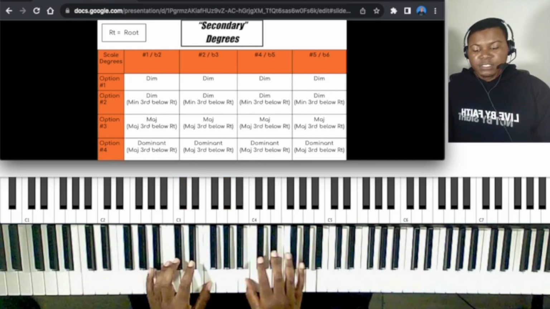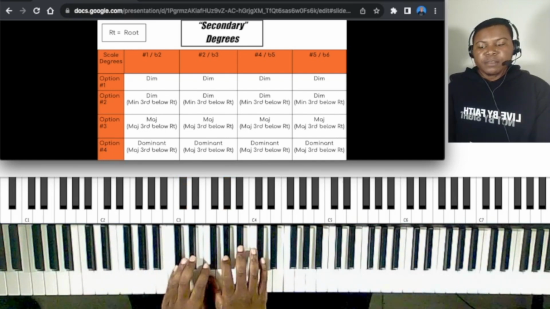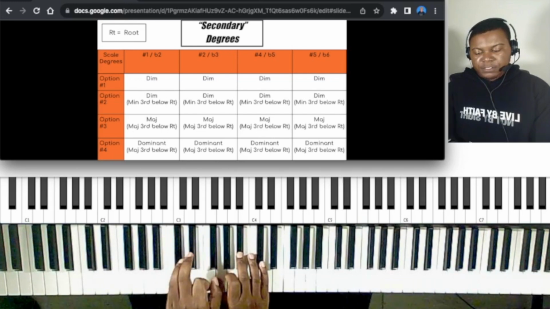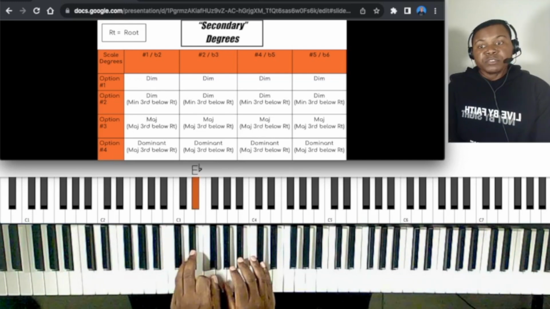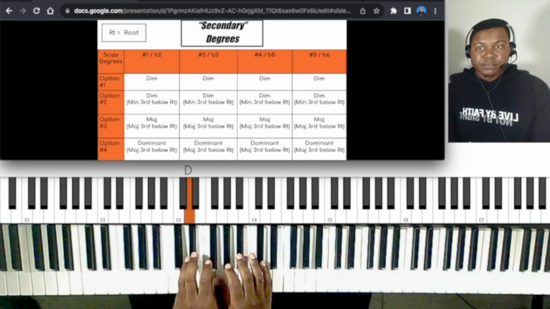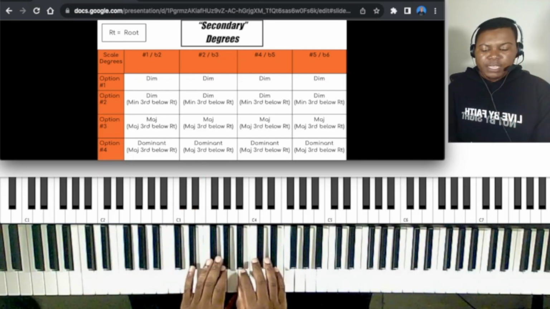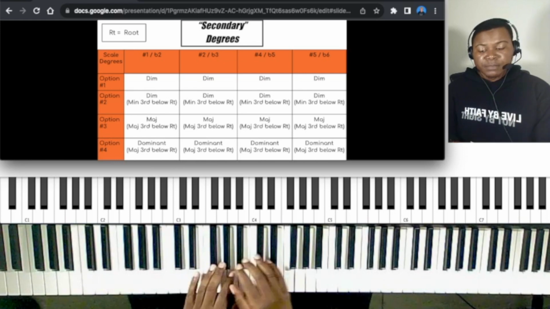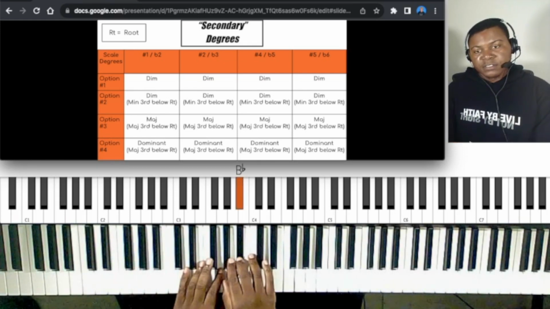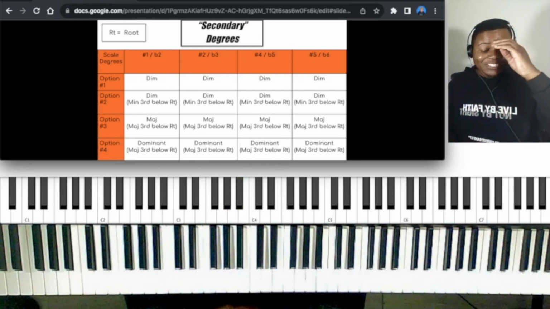Before we get into option 2, I just wanted to say that we are going to be targeting the 2. So we're going to approach the 2 by its flat 2. Or we can approach it by the flat 3, but right now it's the flat 2. And then just to give you another example, we'll target the 6. So I'll most likely approach it from its flat 6. Okay, all right, so let's get started.